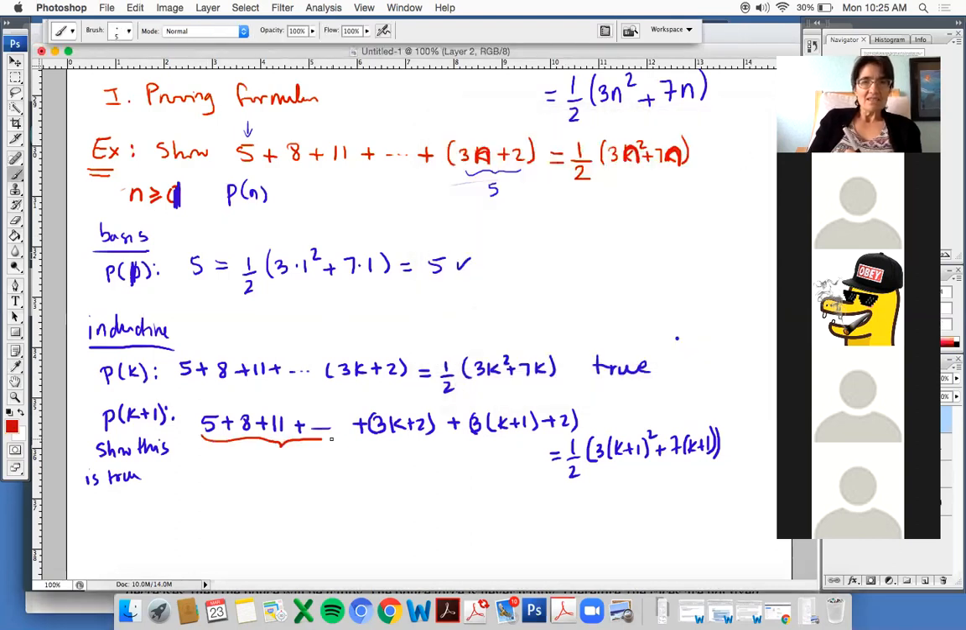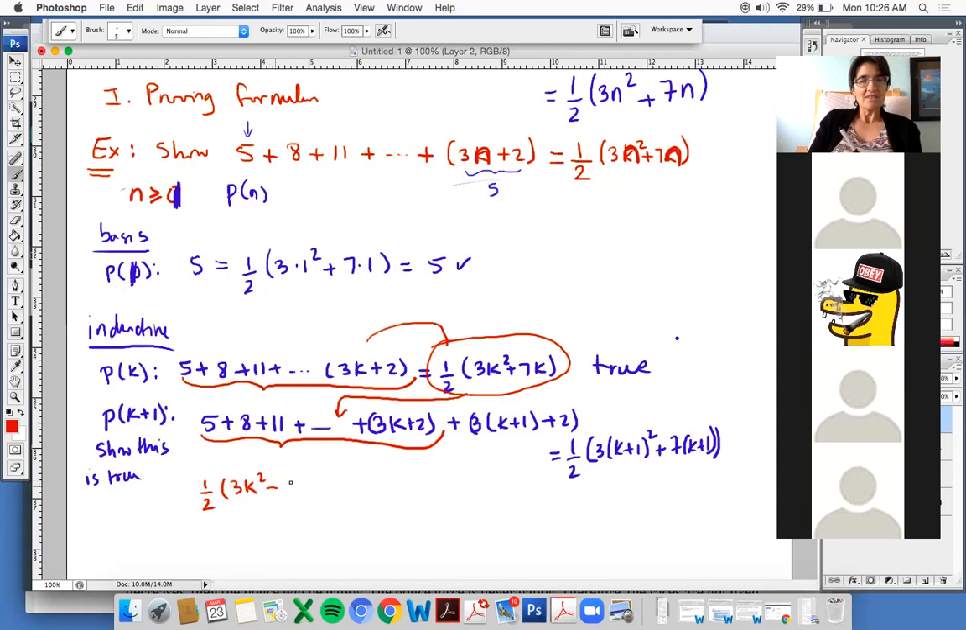So notice that this part is exactly the same as this part, okay? So because these are equal, this gets plugged into here. So this formula replaces this part of the sum right here. So we're going to rewrite the PK plus one statement. So we have 1 half 3K squared plus 7K, which replaces this sum right here. But then we also have this that we need to write: 3K plus 3 plus 2, 3K plus 5.